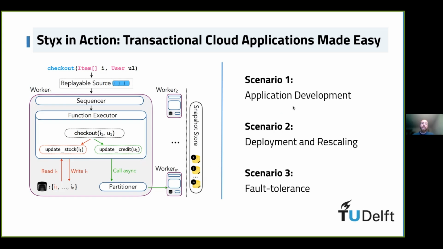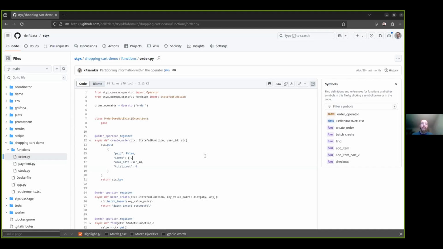In this demo, we are going to showcase three aspects of Styx: the programmability and how much simpler it is to code a microservice architecture on Styx, and, through our monitoring UI, some key features of Styx like the deployment and rescaling actions and how Styx deals with failures. First, regarding the programmability, we will provide the code of the previous shopping cart example and allow the participants to make changes or write their own code.